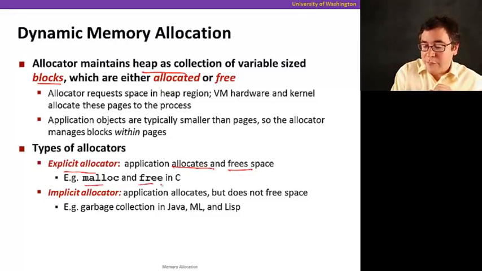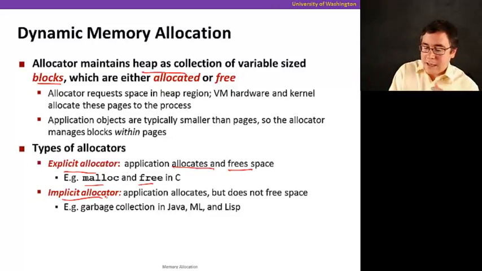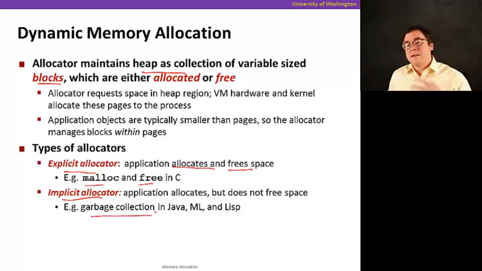That's what malloc and free do in C. It's explicit because the program explicitly requests and explicitly frees them. There's also something called an implicit allocator. Using this allocator, the application requests and allocates memory but does not free it, because that's done automatically. This is what garbage collection is in, say, Java, ML, and Lisp.